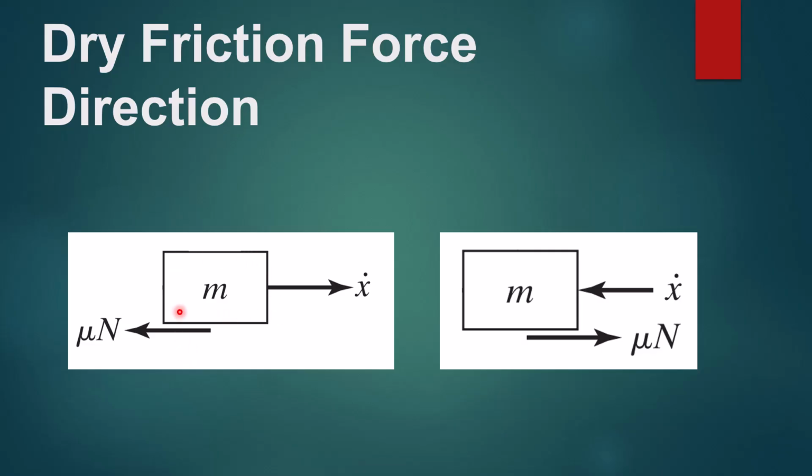The direction of this mass's motion can be indicated by its velocity. So x dot here means velocity. When the velocity is in the right direction, it means this mass is moving in this direction, and the friction is always a resistive force, so it is on the opposite side. So mu N here is in the negative direction. But if the mass is moving in the left direction, then the friction force is going to be in the right direction. So it is always resisting the direction of movement.